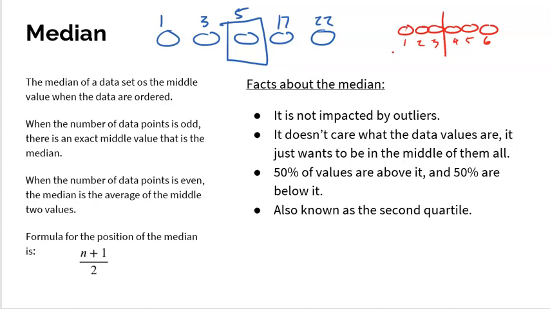So in this sense, since there's 6 of them, it wants to be right in between the 3rd and the 4th value. So if the 3rd value is 10 and the 4th value is 12, then the median is going to be 11. It's going to be the average of those middle 2 values. It's not going to be 10, it's not going to be 12, it's going to be the number in between them, which is 11. Hopefully that makes sense.